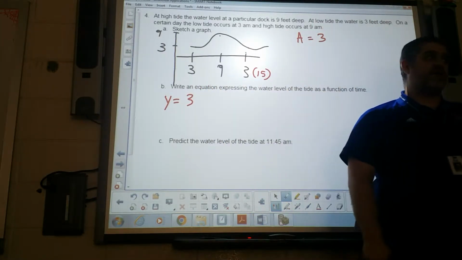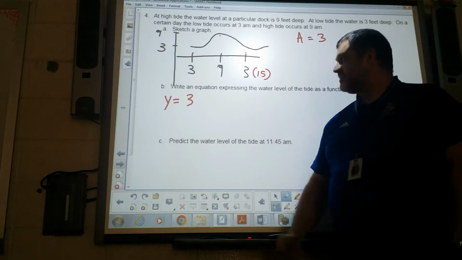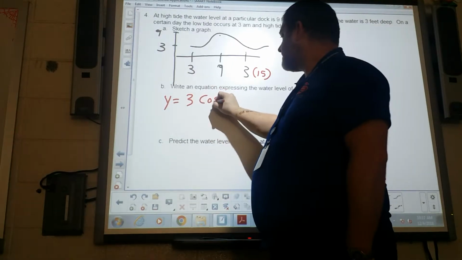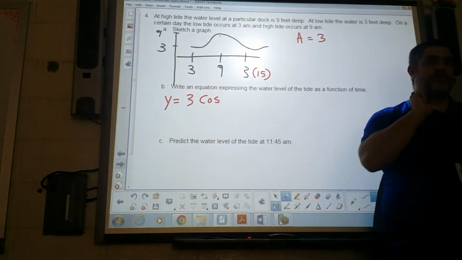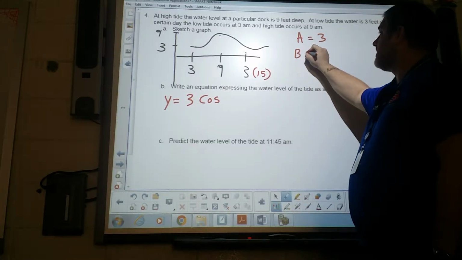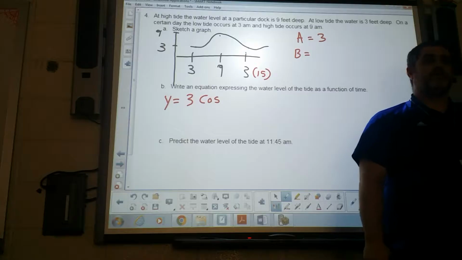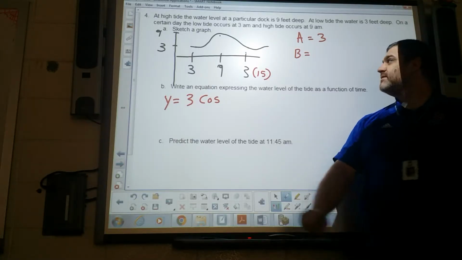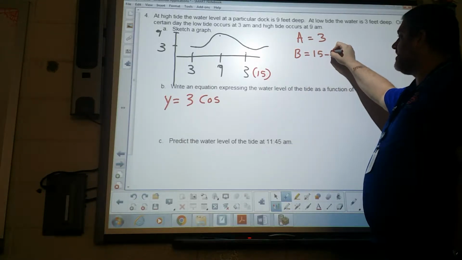Sine or cosine? Cosine. Here's your first mistake, Mr. Wood. To find the B value, what do we do? 15 minus 3. Last minus first.